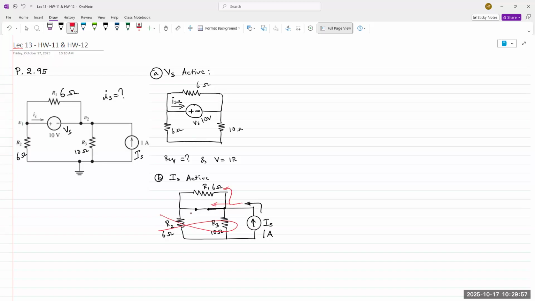So the concept is, if you have a short circuit wire between any two nodes, anything that is connected between those two nodes is effectively removed from the circuit. And that's the concept that needs to be applied here. And so R1 is effectively removed from the circuit because of the short circuit wire.